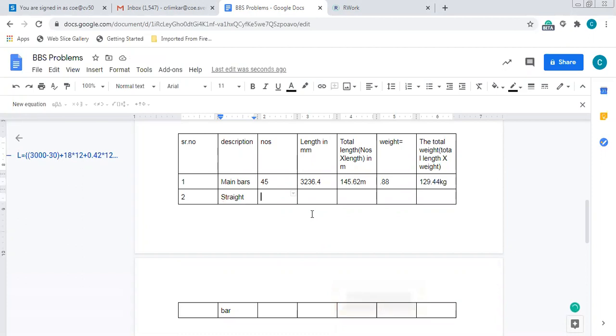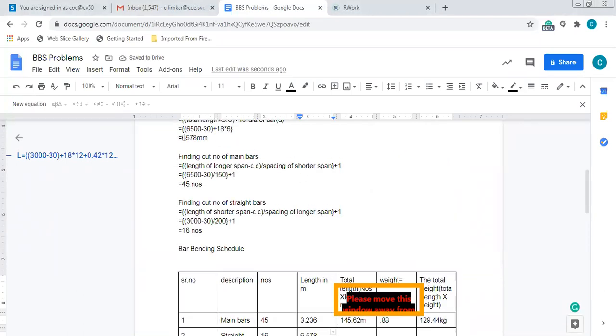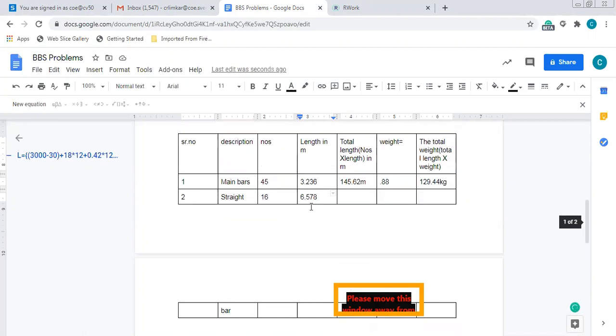Number of bars will be 16. Length of the straight bar, what is the length that comes, 6.578. I will write both in meters, not in mm, so there will be no confusion to you. This length is 6.578 meters. Total length will be the multiplication of both, that is 16 multiplied by 6.578, that comes as 105.248.